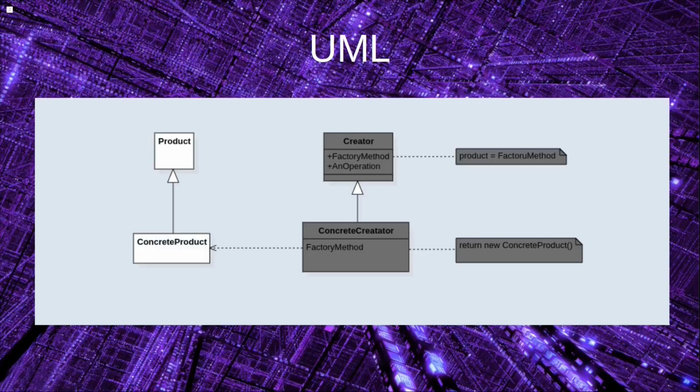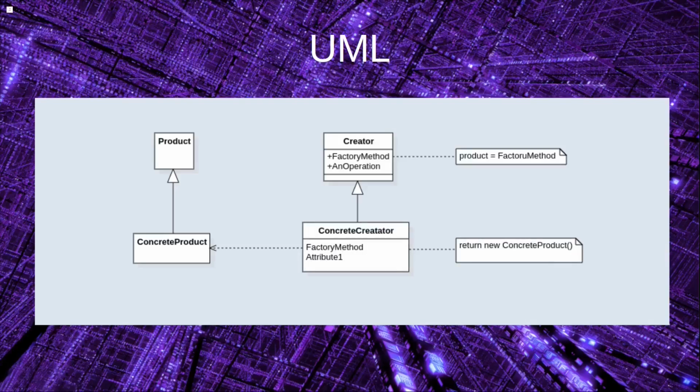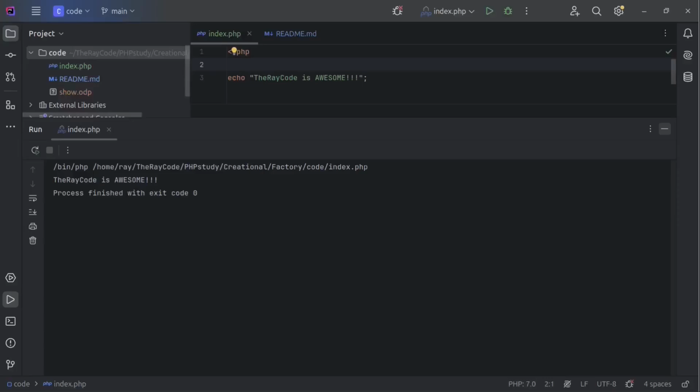UML. Product defines the interface of objects the factory method creates. Concrete product implements the product interface. Creator declares the factory method which returns an object of type product. We also define a default implementation of the factory method that returns a default concrete product object. Concrete creator overrides the factory method to return an instance of a concrete product. Collaboration: creator relies on the subclass to define the factory method so it returns an instance of the appropriate concrete product.